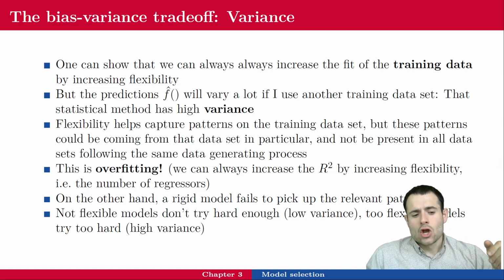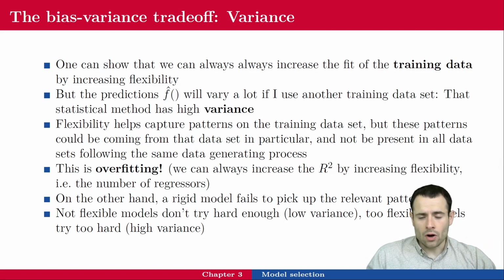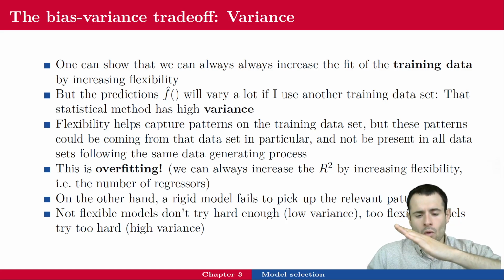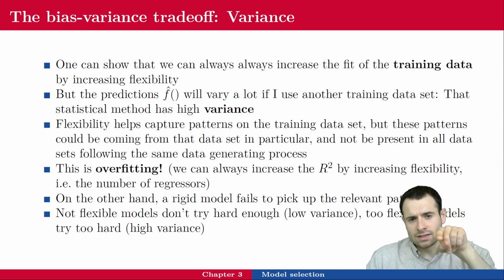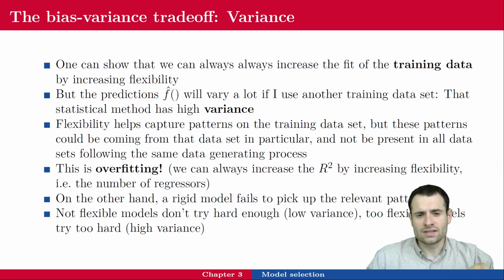To sum up, not flexible models don't try hard enough. They have a low variance. The straight line will more or less be the same in any data set, which is generated from the same process. But too flexible models will be too erratic, and this erratic behavior will change a lot from data set to data set.